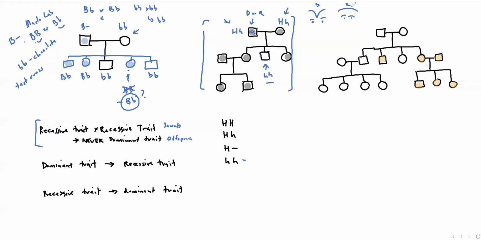I like my diagram better than the pictures of the textbook. But in any case, if you have two widow's peak parents who produce a non-widow's peak baby, you know for a fact that widow's peak has to be dominant, right? And these two parents have to be heterozygotes. They can't be homozygous big H, because if they were homozygous, then you would never be able to have a homozygote recessive offspring. See that?